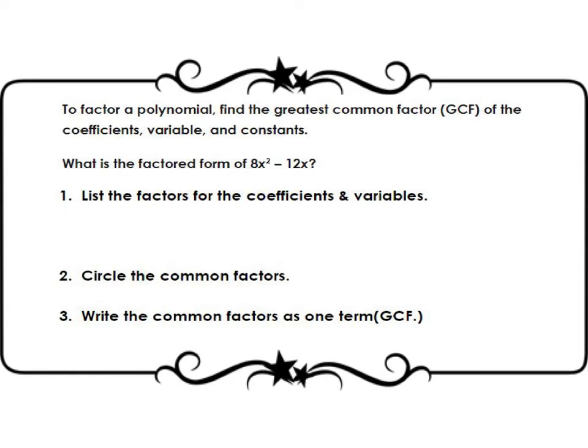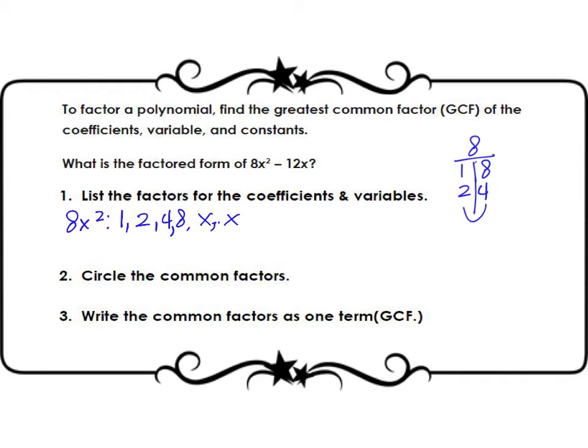So what you're going to do is list the factors for the coefficients and variables. All right, so we're going to have to go old school and list factors. So we're starting with 8x squared. If you need to, you can do a little t-chart off to the side. Let's try that again. 1, 8, 2, 4, and it looks like we're done. So we would have 1, 2, 4, and 8, and then x times x, okay?